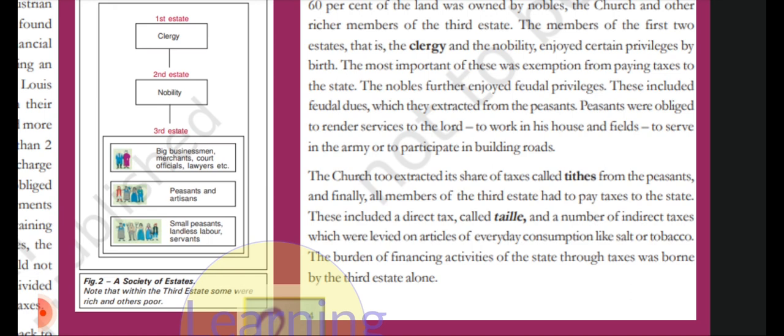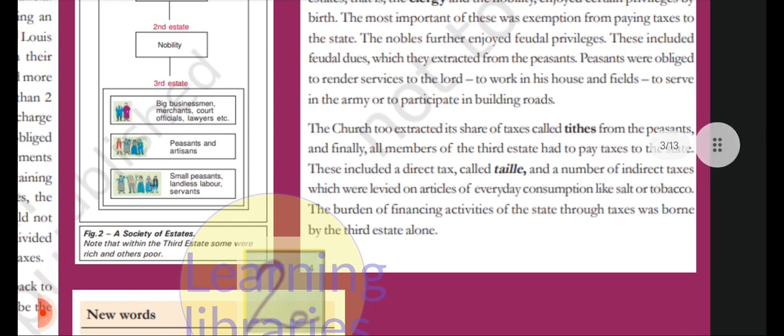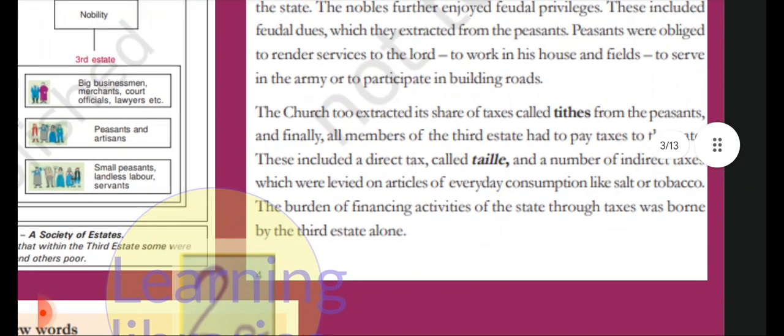The nobles further enjoyed privileges. These included feudal dues, which they extracted from the peasants. Peasants were obliged to render service to the lords, to work in his house and fields, to serve in the army, or to participate in building roads. So basically, peasants were not only farmers, during the non agricultural season, they used to work in different other areas, and basically, they were the ones who were paying the taxes.